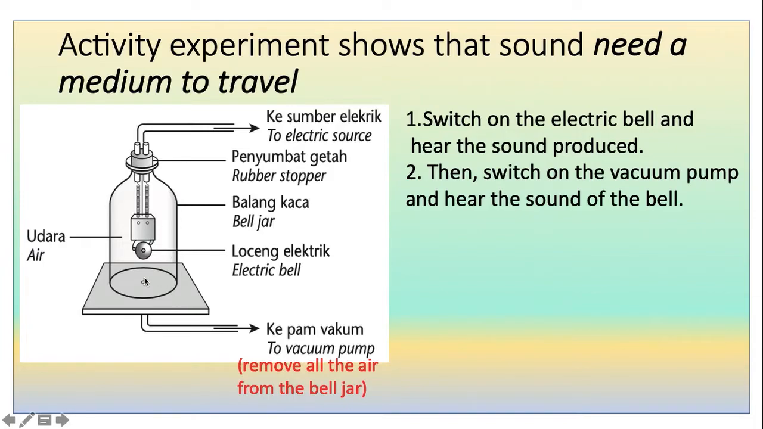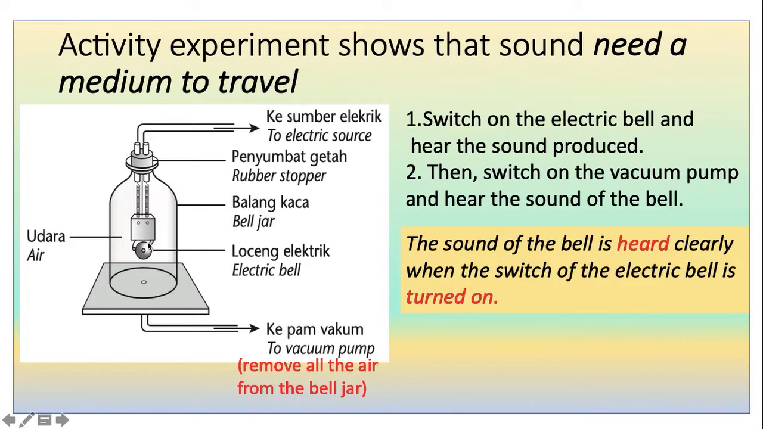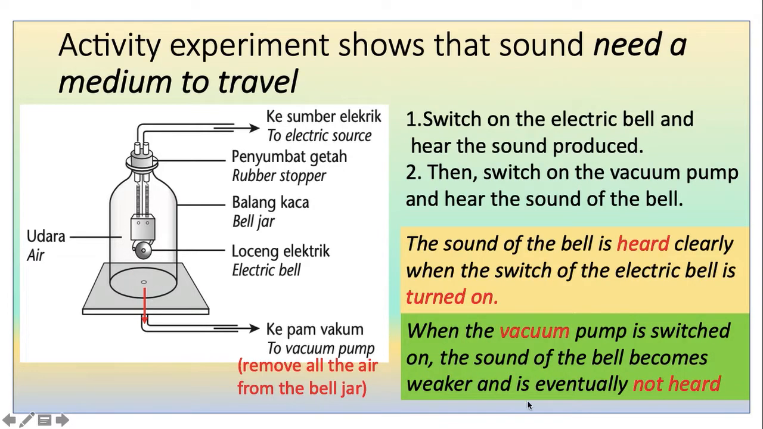When we first switch on the electric bell, we can hear the sound of the bell clearly because during this time the air is still present inside the bell jar. But once the vacuum pump is switched on, the air inside the bell jar is removed. This causes the sound of the bell to start to become weaker and finally not heard.